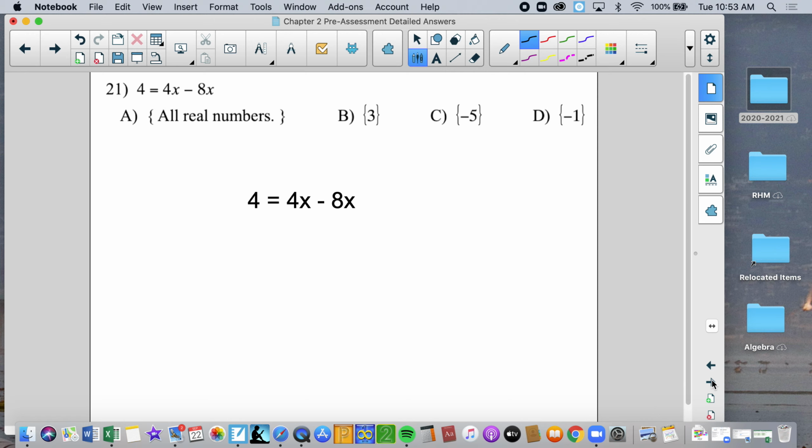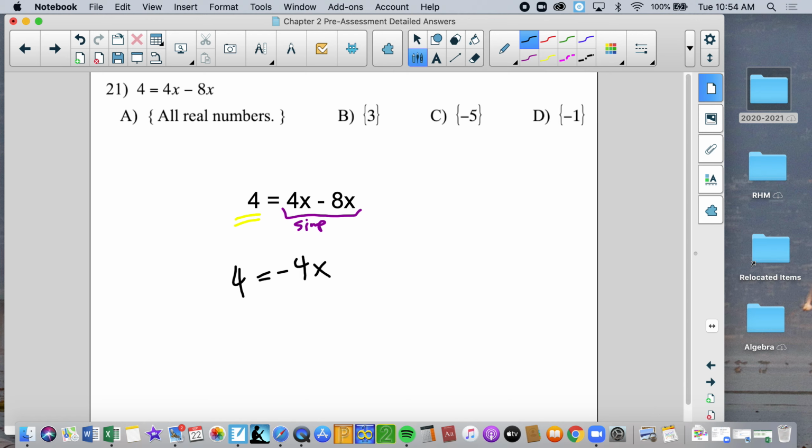All right, problems 21 through 29 have multiple steps. So this one, again, you have to be very aware of what's going on. I have constants on the left side. I have multiple variables on the same side on the right side. So I'm going to simplify first. I'm going to combine like terms on the right side. So we still are left with 4 on the left side. 4x minus 8x gives me negative 4x.